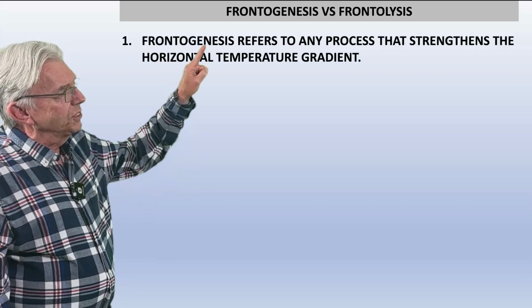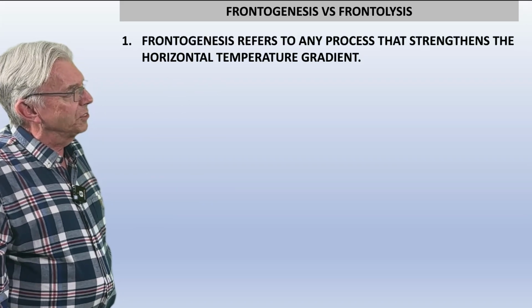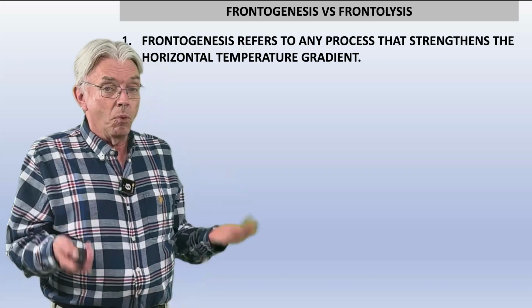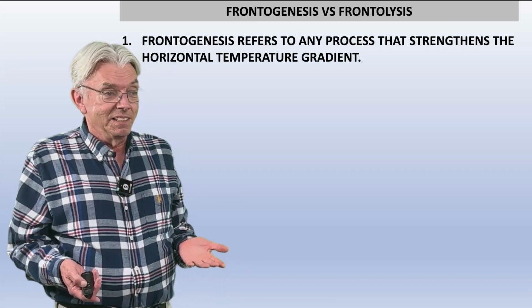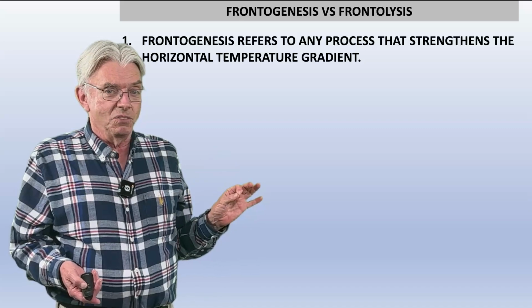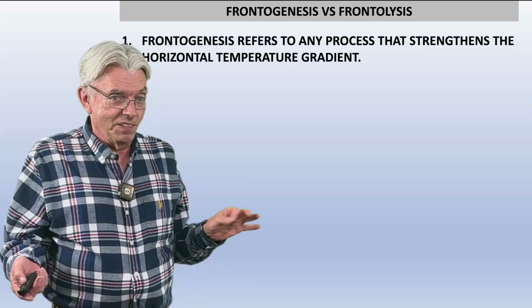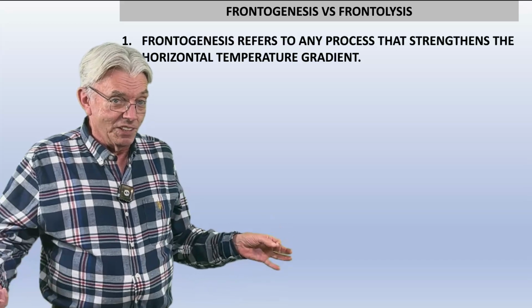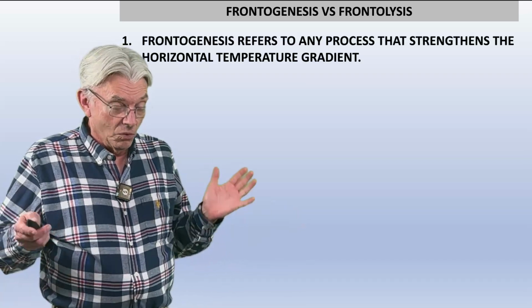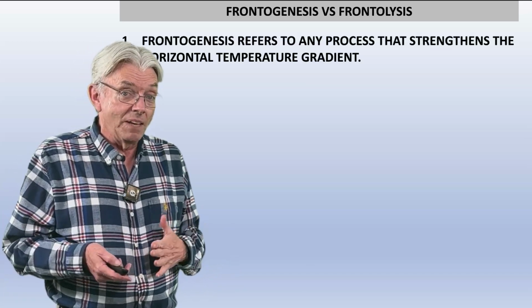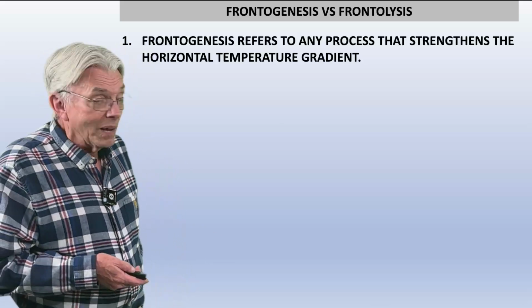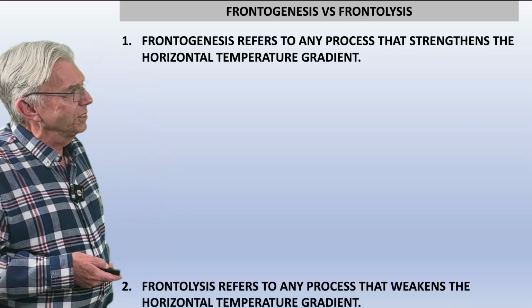All right, so let's talk about a couple of things here, frontogenesis and frontalysis. Frontogenesis means any process that strengthens the horizontal temperature gradient. So if you have point A and point B, and initially it's 40 degrees in one place and 50 degrees at the other, and a few hours later it's now 30 and 60, then you have a greater amount of temperature contrast over the same distance. And so the temperature gradient has strengthened.